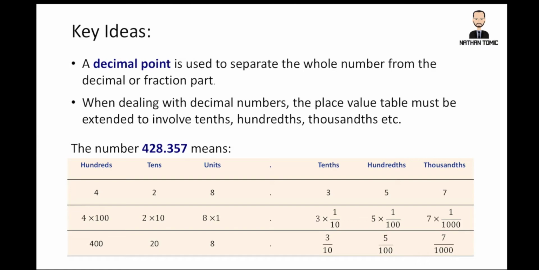We know our normal units, tens, hundreds, etc. as we go up on the left hand side of our decimal point. And now we're looking at the tenths, hundredths, thousandths, and so forth as we move towards the right hand side after the decimal point. So that is the structure of what a decimal looks like.